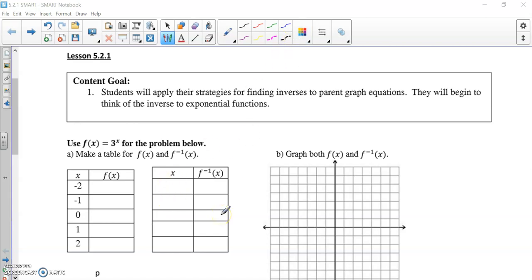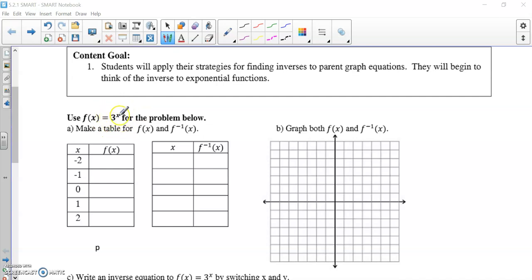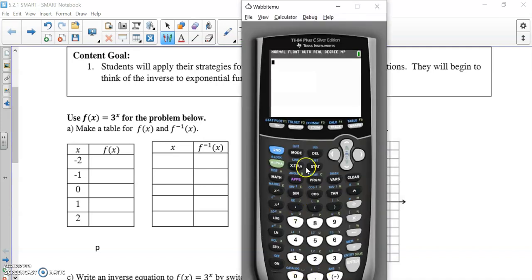So the first thing I want to do is take a look at this function right over here. It's an exponential function, and the reason is because there is a variable in the exponent. Anytime you have a variable in the exponent, that is what you call an exponential function. I want to start by making my tables for the original and the inverse, and then make the graph. I have graphed it here in my calculator. I typed in 3 to the x, using the caret key to get the x there.